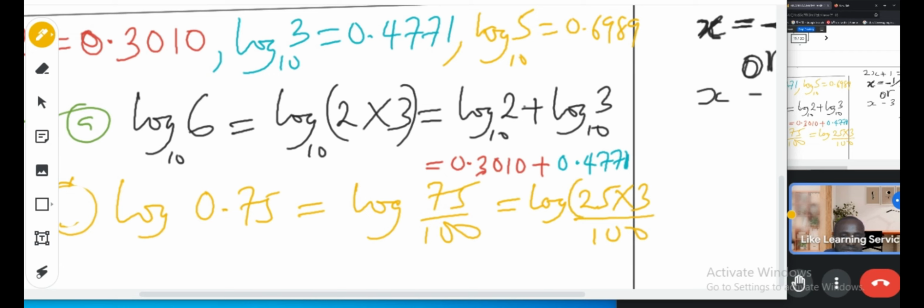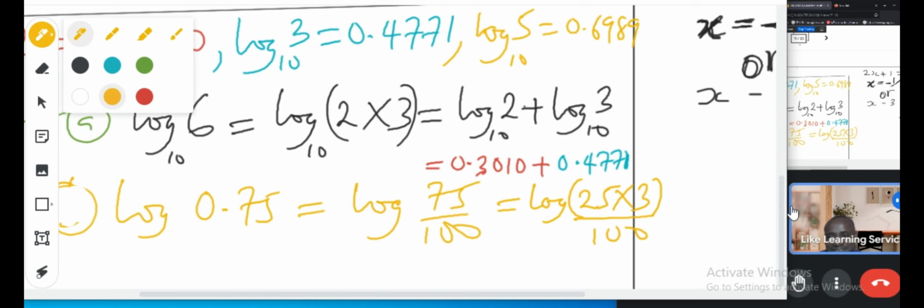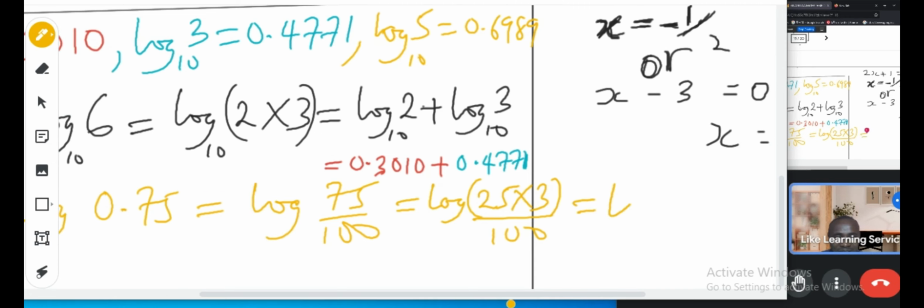25 times 3 over 100. Did you see what I wrote? Yes. Good. And 25 itself is what? This is where it gets interesting. 25 itself is 5 raised to the power 2, isn't it? Yes. Let me just write it all in a straight line. Log 5 raised to the power 2 times 3 over 100. By the way, 100 itself is 10 raised to the power 2.